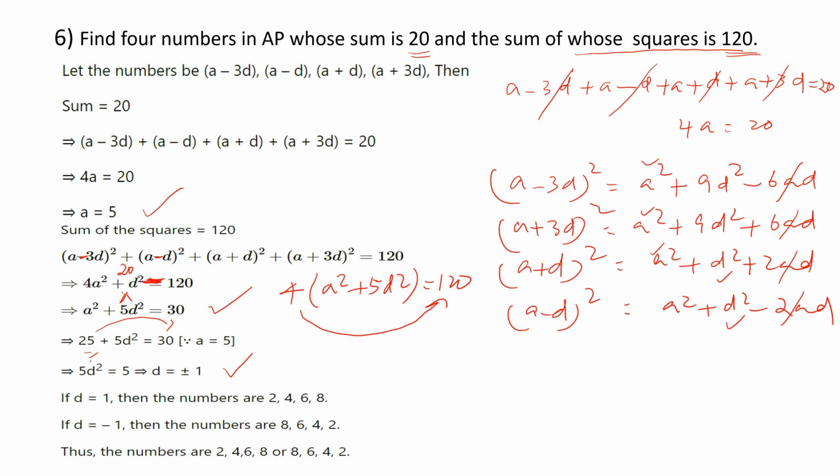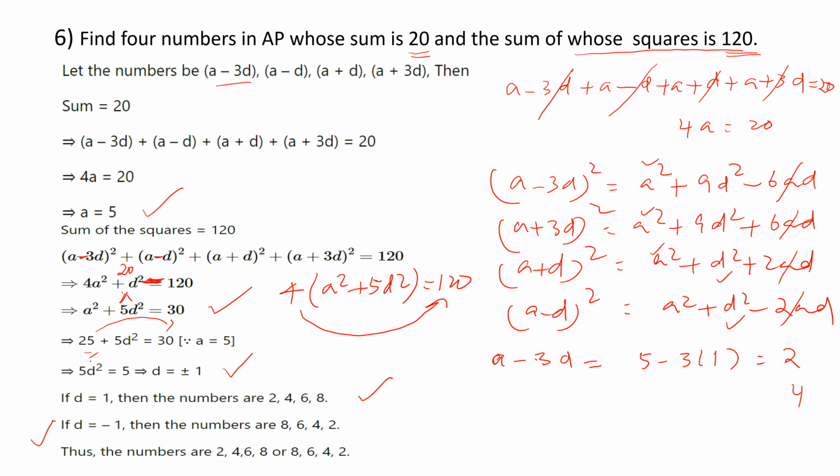Then the numbers will be, you can substitute a minus 3d. When d is 1, a minus 3d is equal to 5 minus 3 into 1, and that is 2. 5 minus 3 is 2. So what will be the next number? A minus d, 5 minus 1, that is 4, and the next number will be a plus d, so 6, and the next number is a plus 3d, 8.